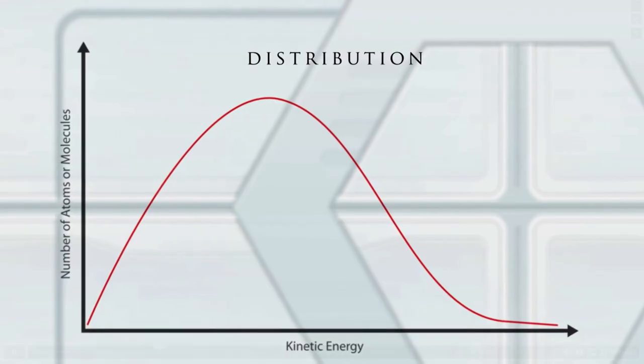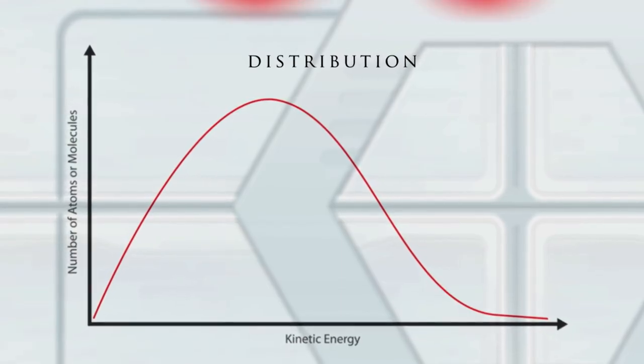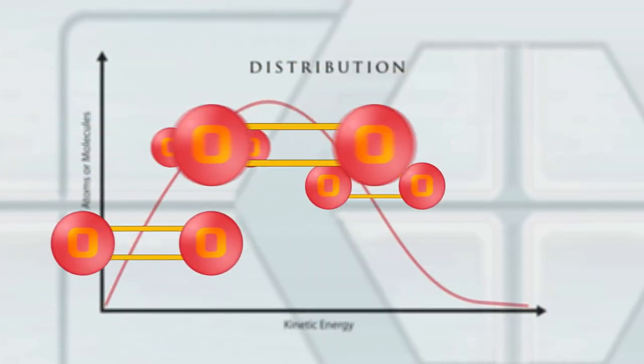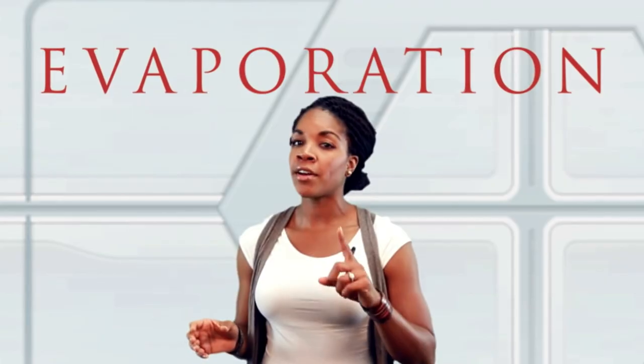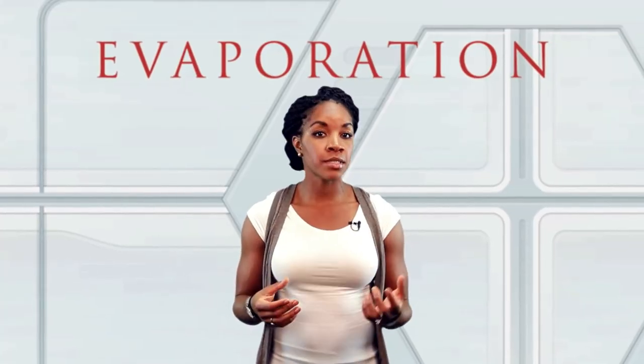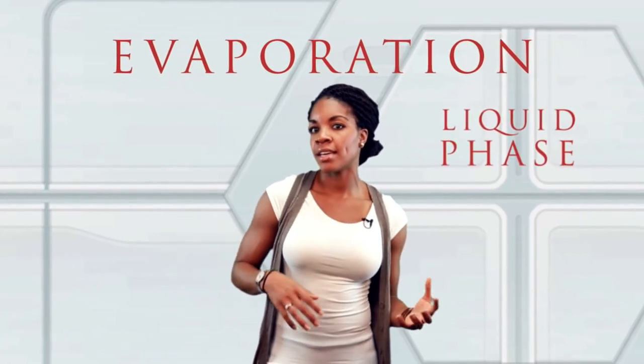Some atoms or molecules have a lot of kinetic energy and move very fast. Other atoms or molecules have a little kinetic energy and move very slow. It is the average kinetic energy of the particles that the thermometers measure and we record as temperature. One process that illustrates varying kinetic energies particularly well is evaporation. As you probably already know, evaporation is a phase change where particles of a substance move from the liquid phase into the gas phase.